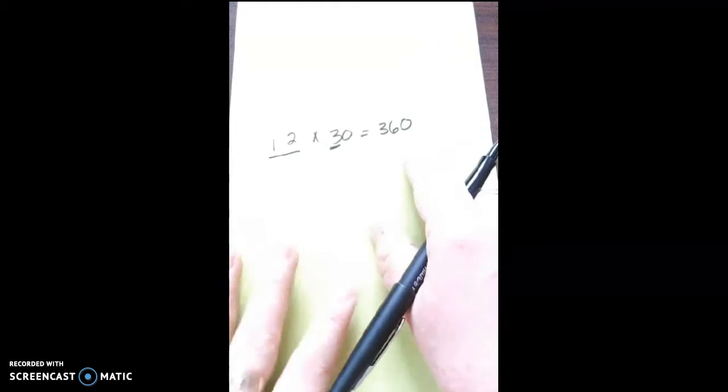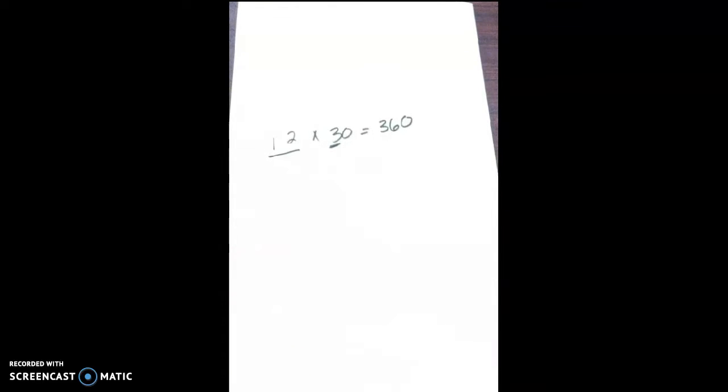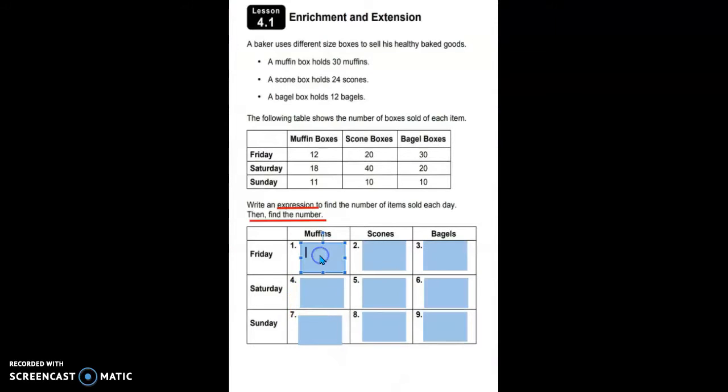So it's 360. So my answer is not just 360, friends. It is 12 times 30, which you can just use the X for times. Then I'm going to write equal, which is up on the top row of your keyboard, equals, and I'm going to write 360. So 12 times 30 equals 360.